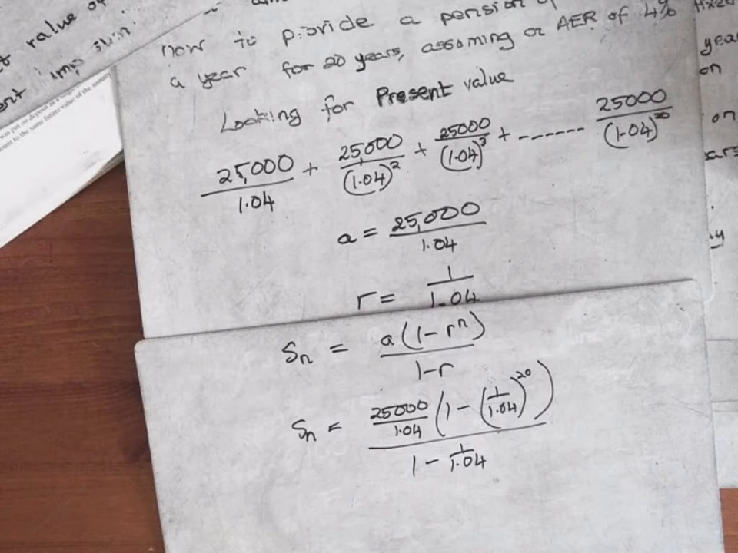So we have 25,000 over 1.04 multiplied by 1 minus... oh, what am I after doing? Sorry, just give me a sec because I typed it in wrong. 1 minus, open bracket, fraction button, 1 over 1.04. Oh, I never put anything up there. Right.